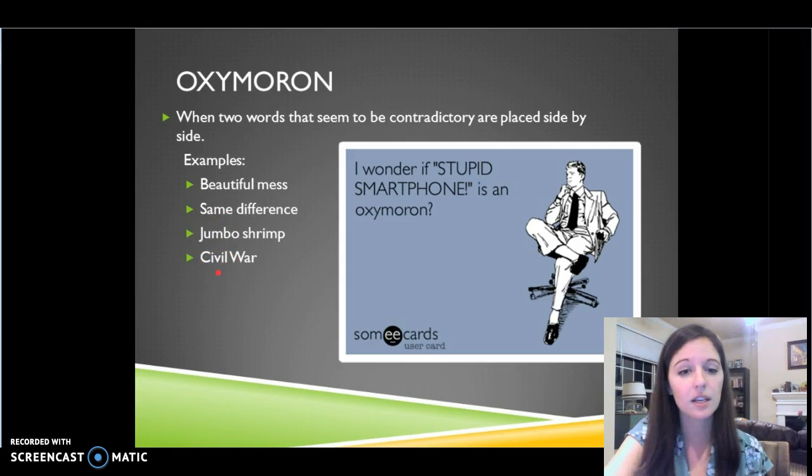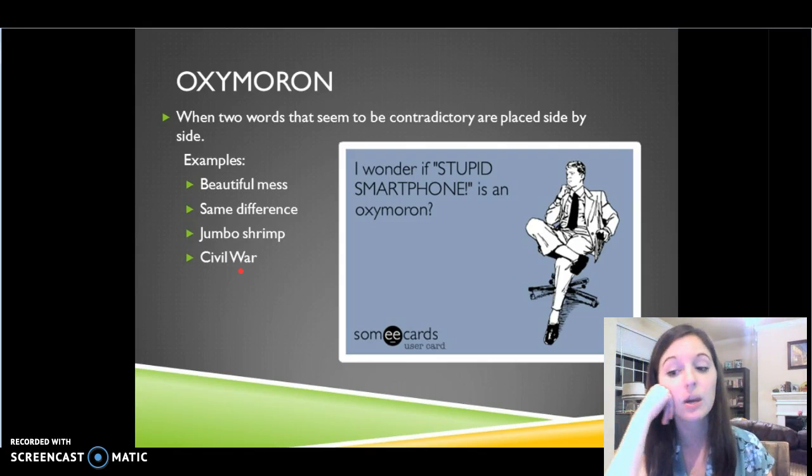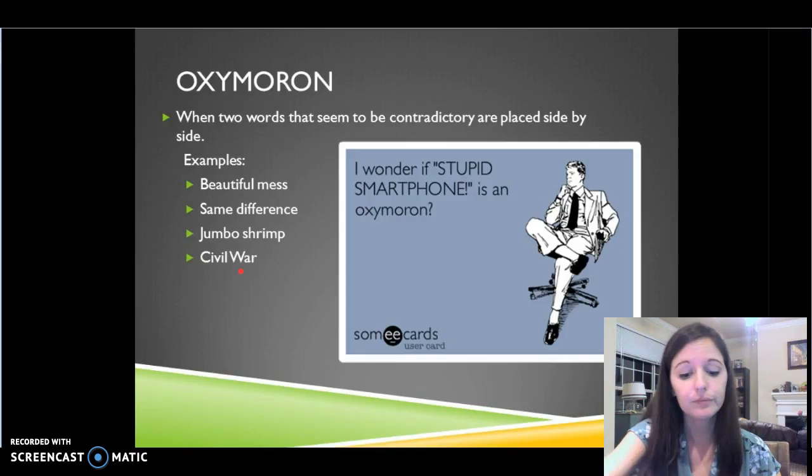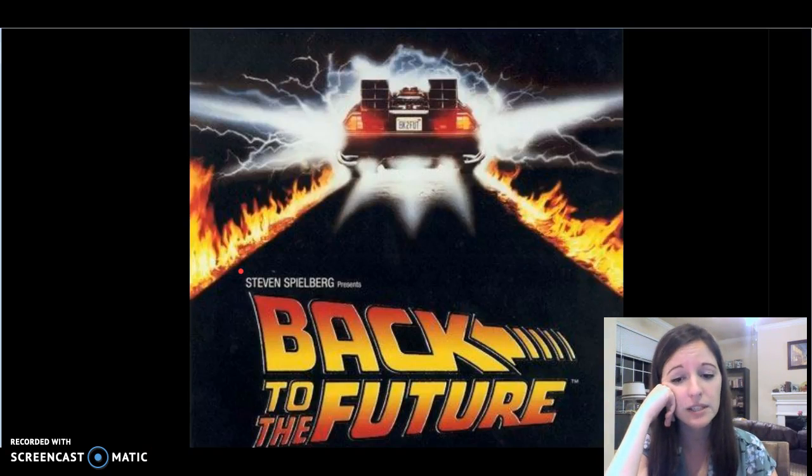If you take a look at each of these, they're putting two words side by side that ultimately have opposing meanings. For instance, civil means peaceful, while war is a really big fight. So these words should ultimately be nonsense when put side by side. But what they're actually doing is creating a more complex meaning that makes us reconsider what we think or understand about war. So let's look at some movie examples.